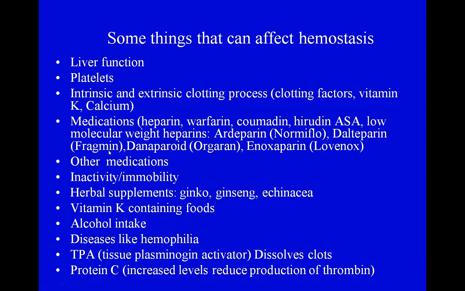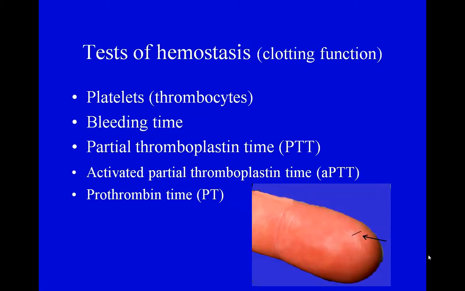So most of these things made my blood less likely to clot. There were a couple, like the only one we really talked about much was vitamin K containing foods, and vitamin K are things that would make my blood more likely to clot. Inactivity and immobility, more likely to clot. With the rest of them, my blood was more likely not to clot, so I would have increased bleeding.